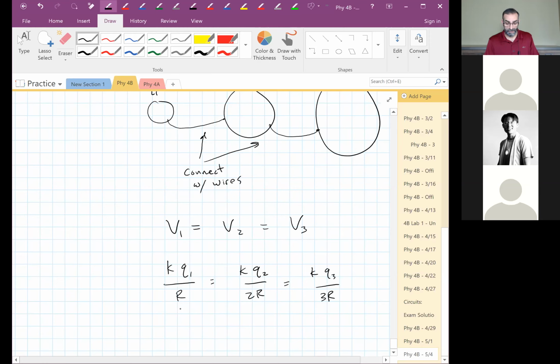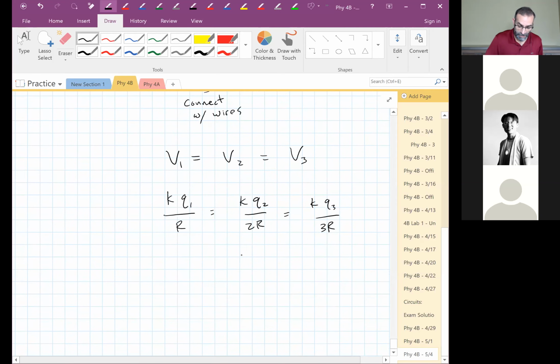So this tells us that the potential has to be the same on each one of those surfaces. So where the radius gets smaller, it turns out the charge density increases. The charge also gets smaller, but because the surface area gets smaller at a higher rate than the charge does, the surface charge density actually increases.